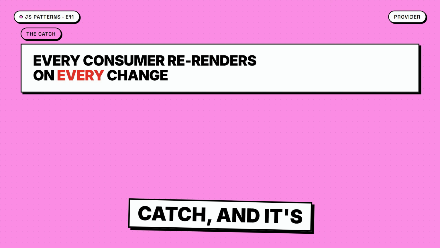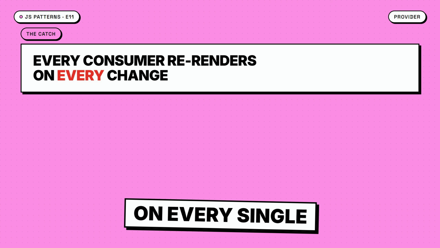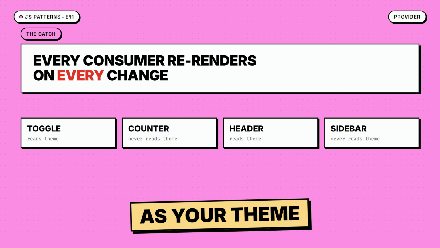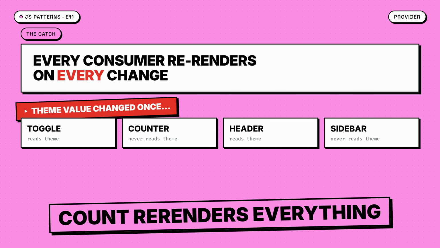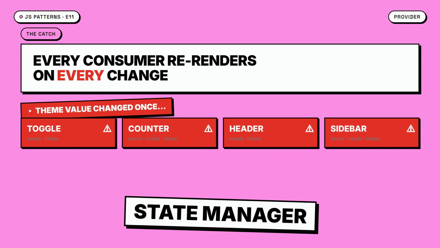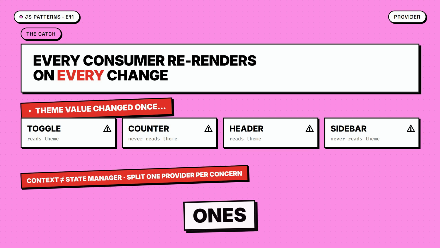But here's the catch, and it's a big one. Every component consuming a context re-renders on every single change to it. Put your fast-changing counter in the same context as your theme, and bumping the count re-renders everything reading the theme too. Context is a teleporter, not a state manager. The fix? Split it. One provider per concern. Fast values kept away from slow ones.